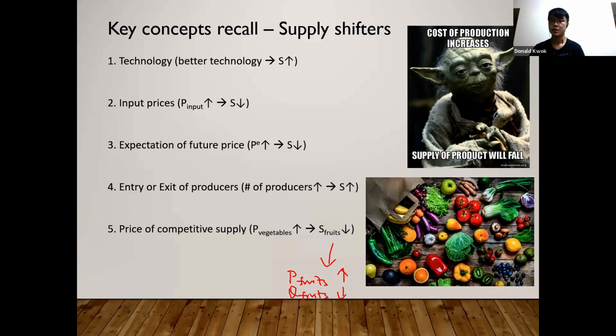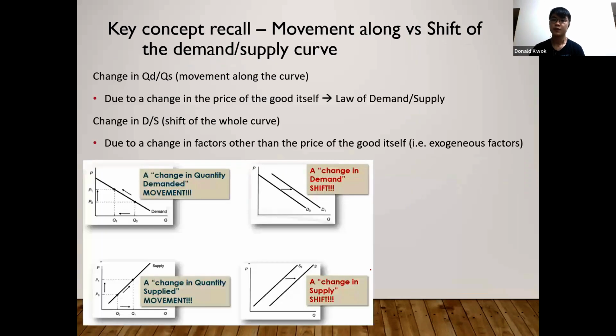So this is about the shifters. And the final thing to review is to differentiate the movement along versus the shift of the demand supply curve. As we have learned in chapter 3, we are talking about the change in quantity demanded or quantity supplied, okay? And the change in QD or change in QS is due to the change in the price of the good itself, right? So if there's an increase in price, by the law of demand, we know that the quantity demanded would drop, right? Vice versa, ceteris paribus.